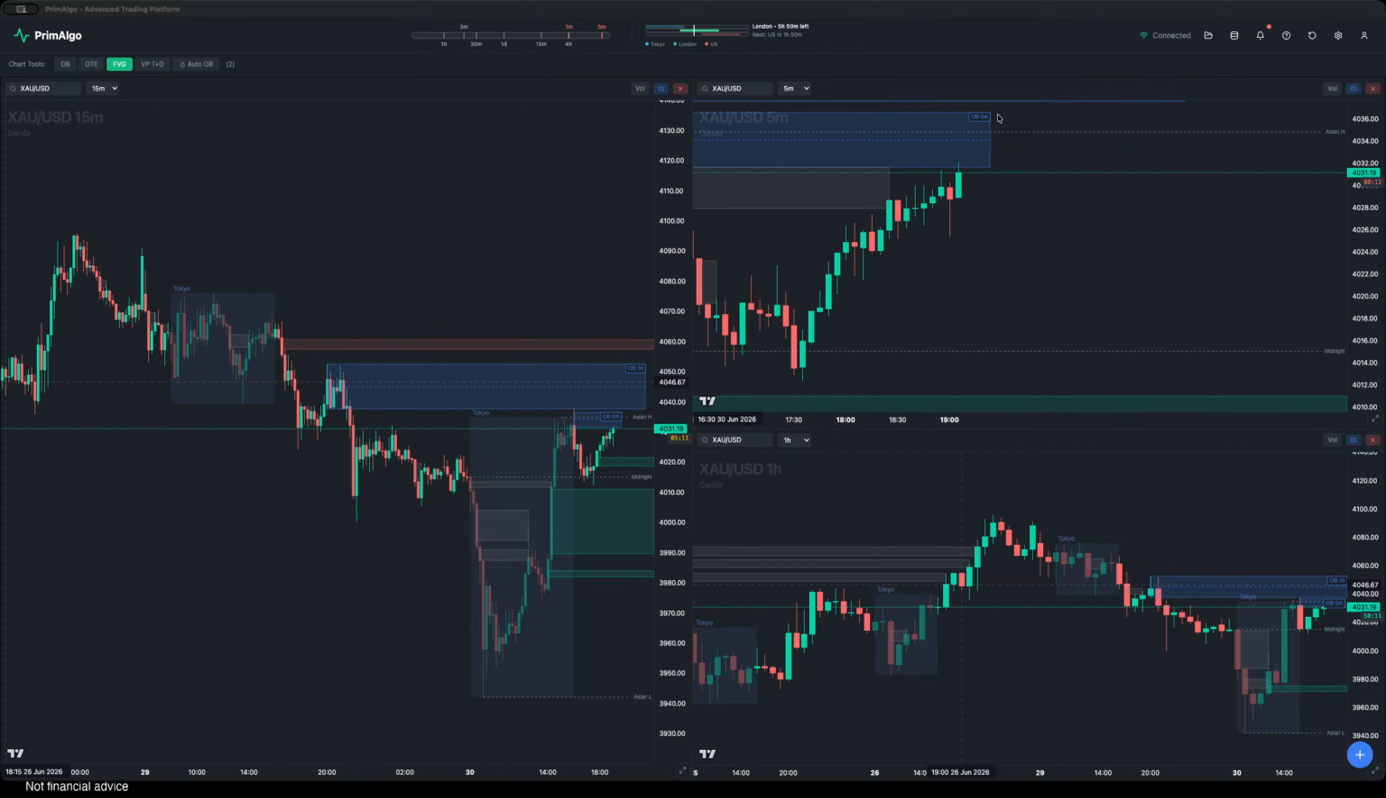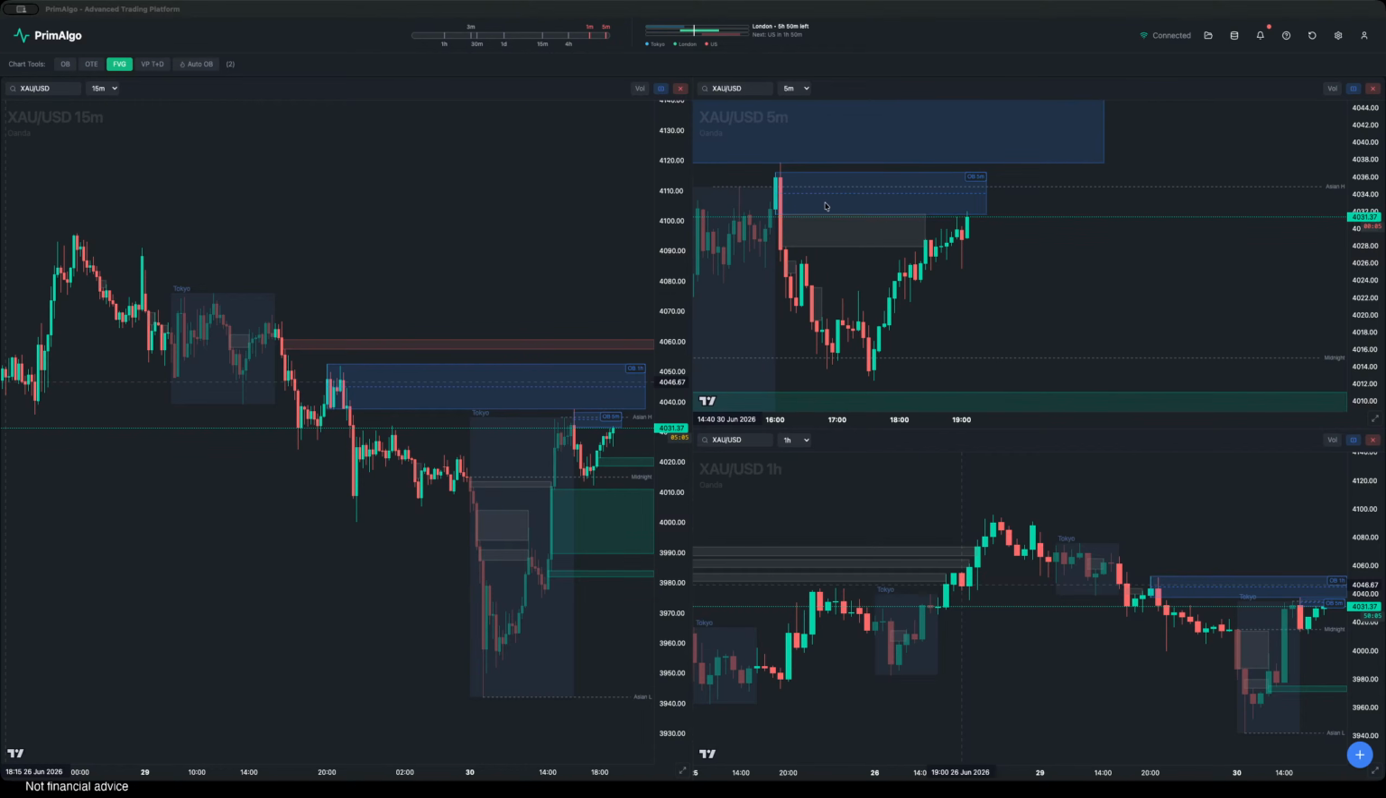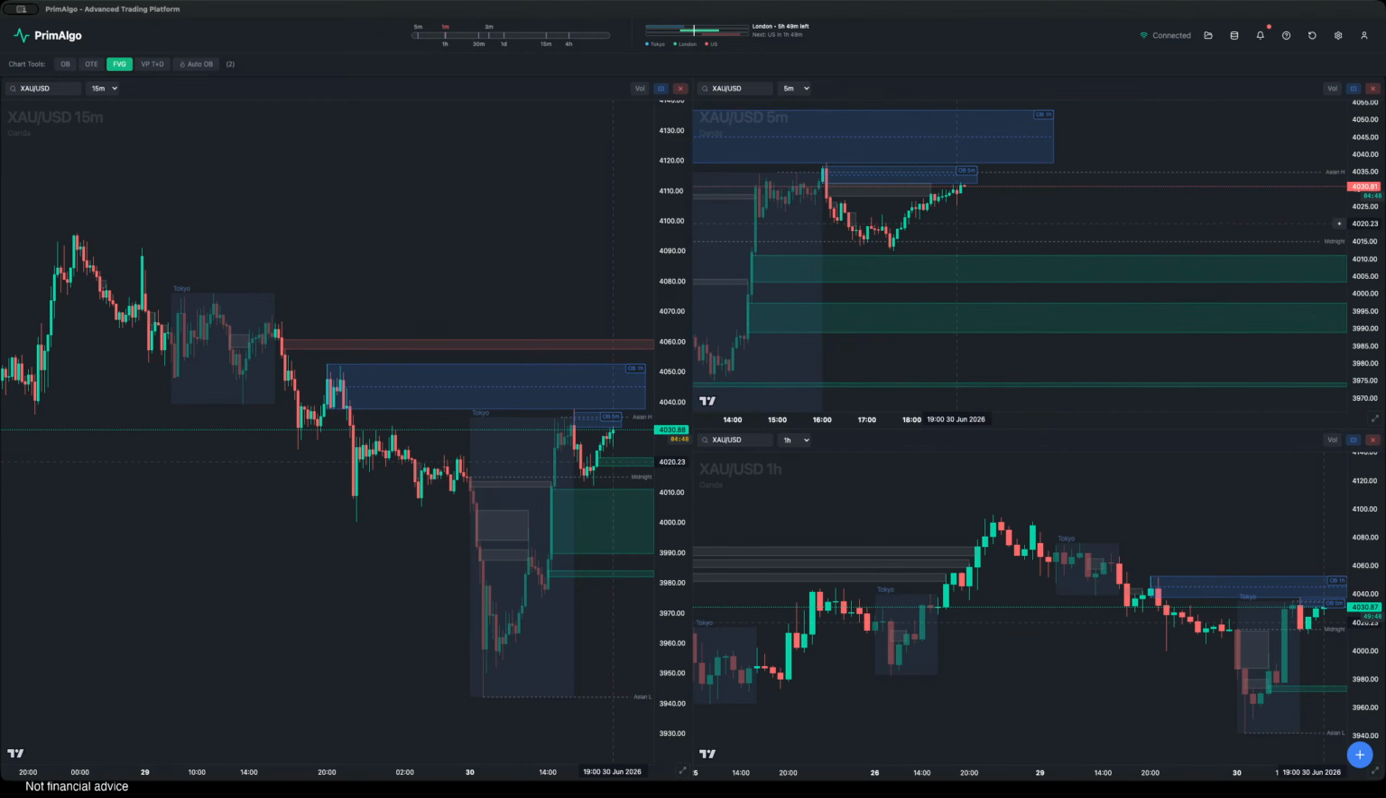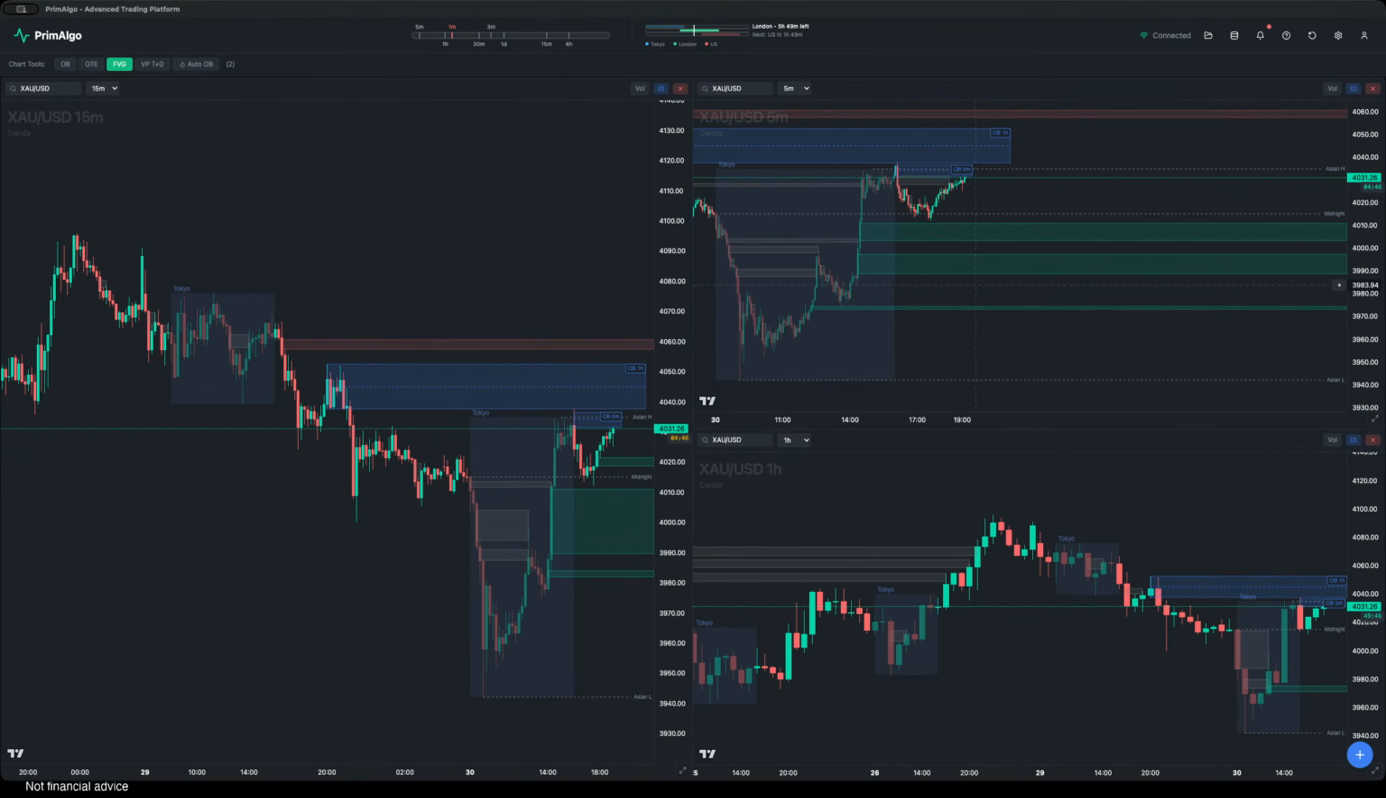Yeah, so we can see the 5 minute OB actually is reached, tagged. It's a great point. What we took is a short from here. Why? Because there's liquidity below.